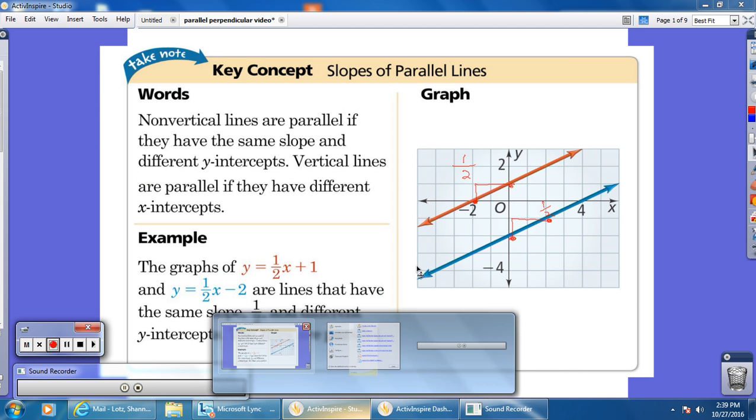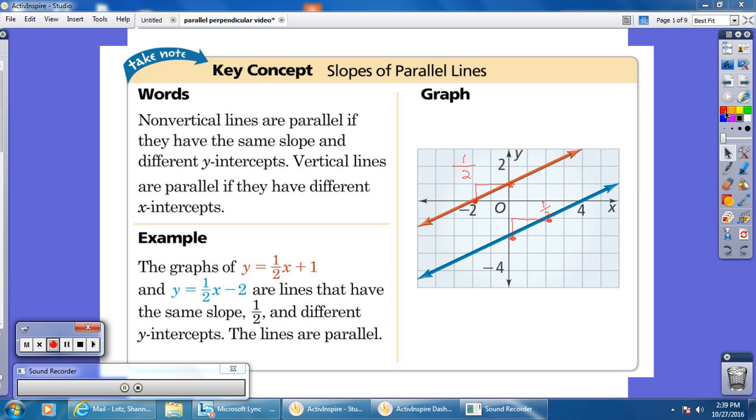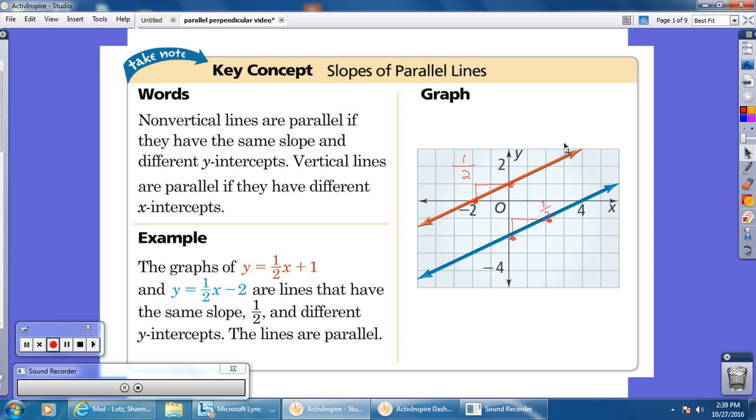Okay, so now we're going to be talking about slopes of parallel and perpendicular lines. Well, we know what a parallel line is, right? We have these two right here. These two are parallel lines, the red and the blue. And we know that they're never going to touch. But why aren't they ever going to touch? It has to do with their slope.